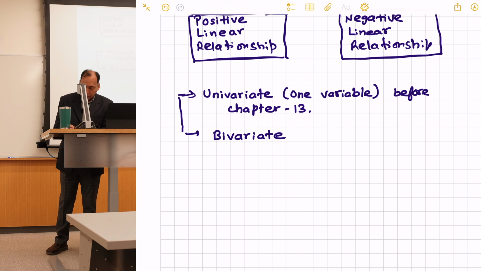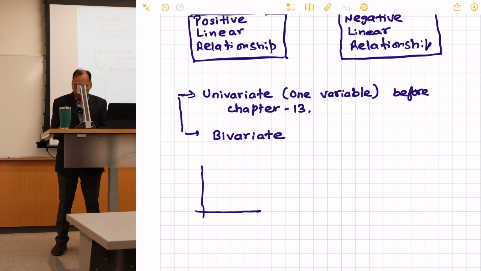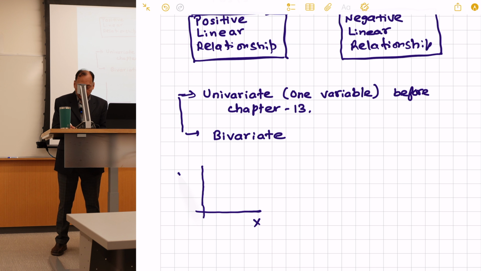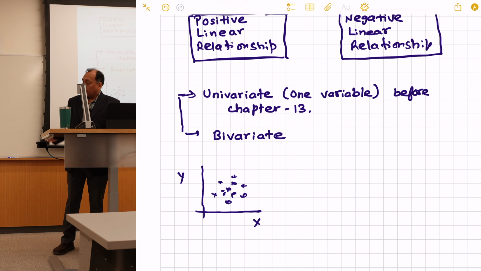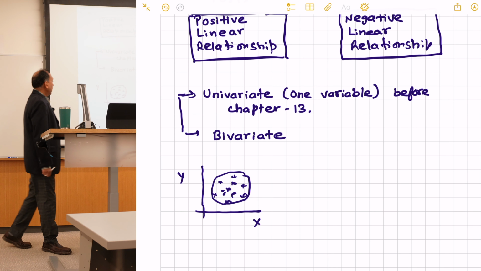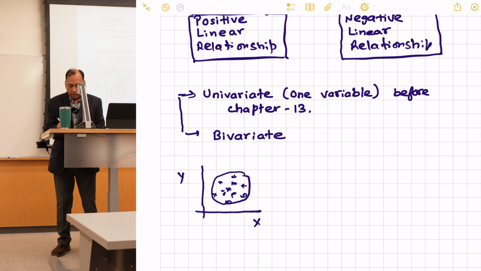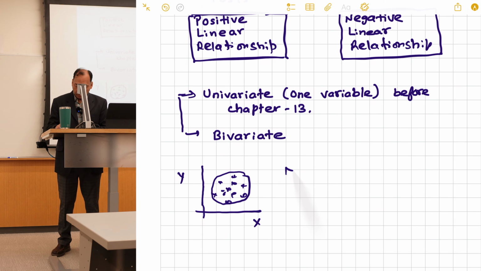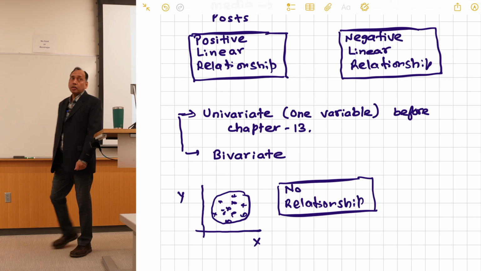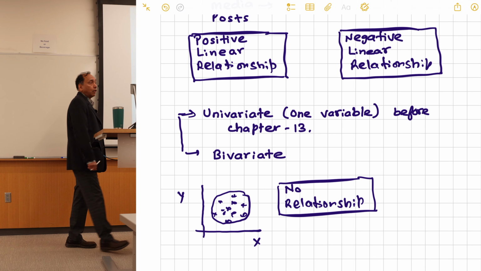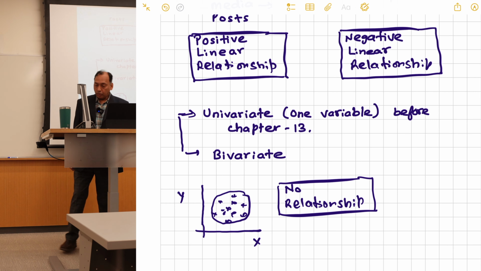If you plot two variables, x and y, there is a possibility of getting this type of plot also. Almost like a zero. So if we get this pattern, we call this a situation where we have no relationship. So you can have positive, negative, no relation, also non-linear.